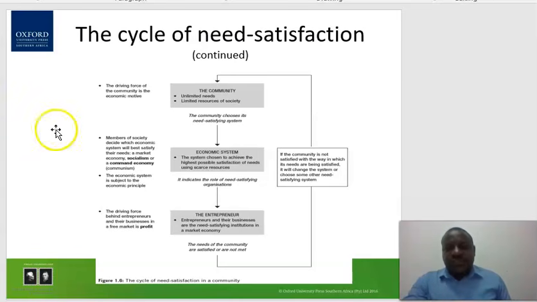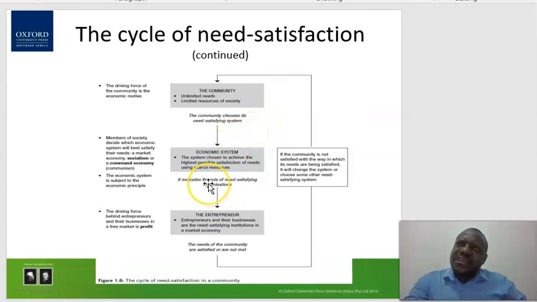So the community chooses the need satisfying system. With the limited resources and the unlimited needs and wants that we have, what economic system will best work for us? Should it be the command economy, where the government foresees and manages everything? Should it be socialism, where the government maybe controls the strategic areas of the economy? Or should it be the free market system, where everything is determined by the laws of demand and supply?